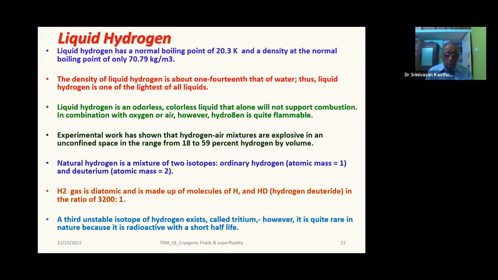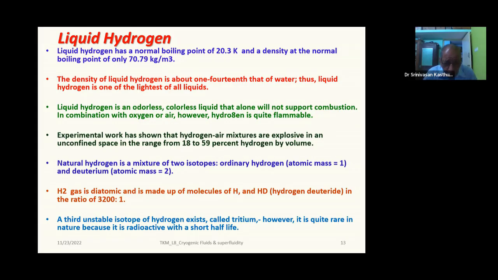Experimental research has shown that hydrogen air mixtures are explosive in an unconfined space in the range from about 18 to 59% by volume. Okay, natural hydrogen has two isotopes, and the hydrogen exists always as a molecule. The atomic mass number is 1. And if you have a mass number 2, then it is called deuterium. Atomic mass number 2, 1 proton, 1 neutron system is called the deuterium, whereas 1 proton alone is your hydrogen, right?